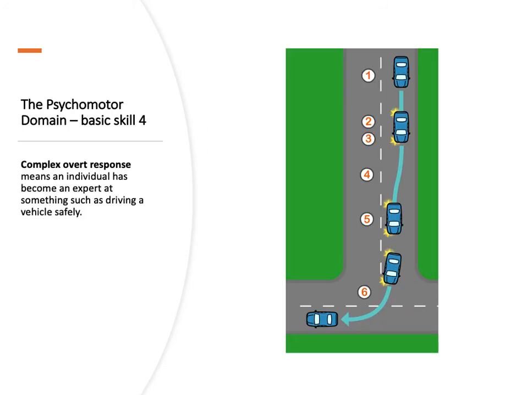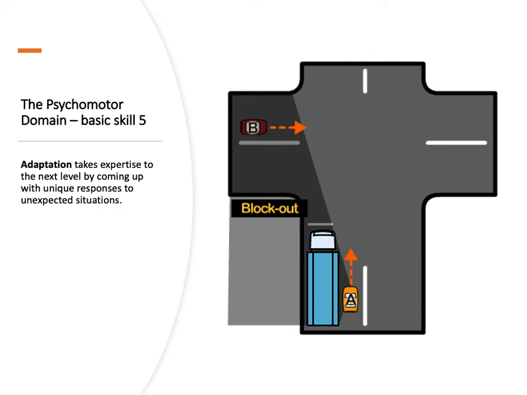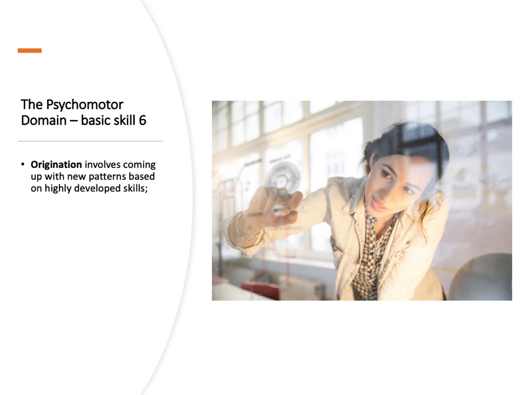Basic skill 4. Complex overt response means an individual has become an expert at something such as driving a vehicle safely. Adaptation takes expertise to the next level by coming up with unique responses to unexpected situations. Basic skill 6. Origination involves coming up with new patterns based on highly developed skills. An example is creating an original building design.